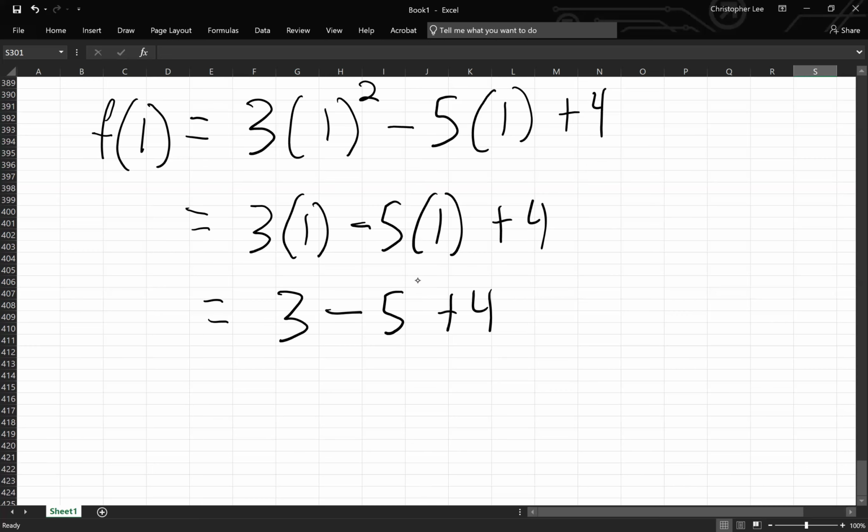Close. Give me a better answer. The opposite of positive 5 is negative 5, right? So this becomes 3 plus negative 5 plus 4. And now go ahead, do it. What's 3 plus negative 5? Negative 8.